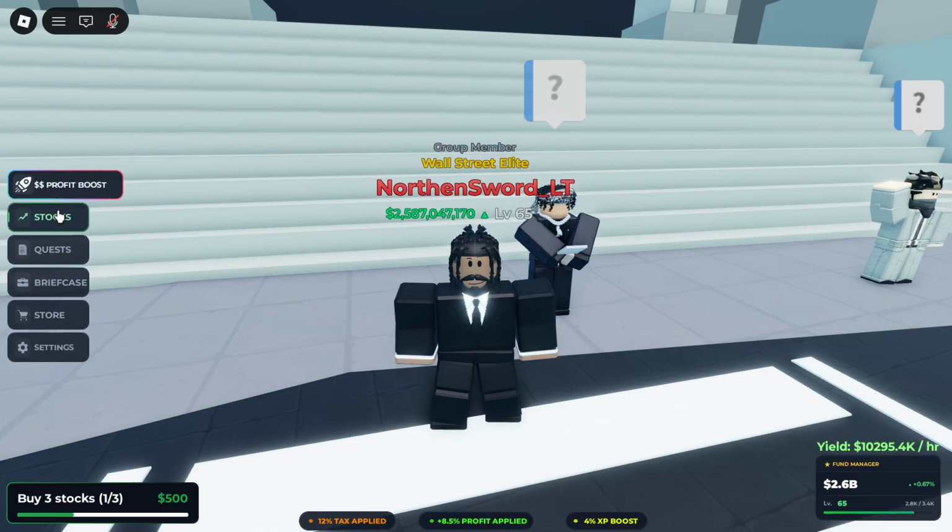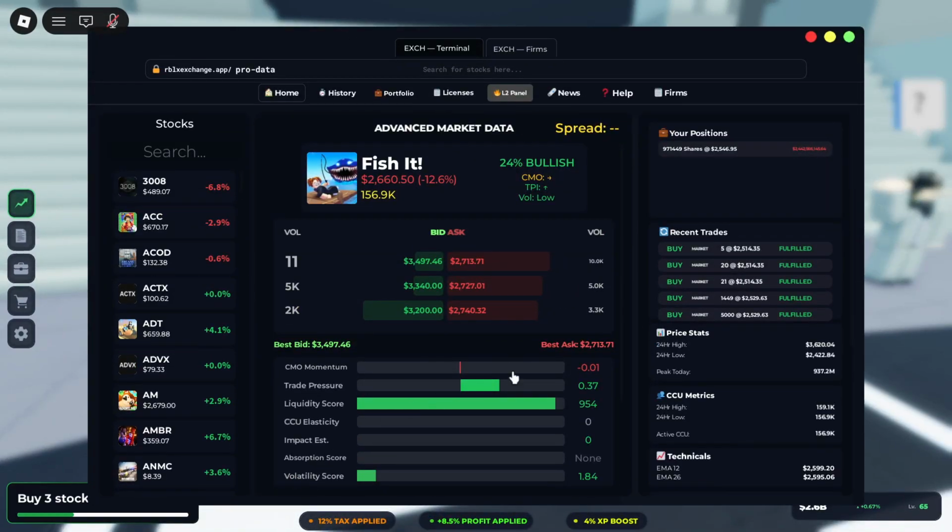But this is basically just that on the L2 panel. And basically when the absorption score is high, a big player might be accumulating or buying, or distributing or selling shares without causing obvious price movement. Something is happening behind the scenes, right? This is according to the website.